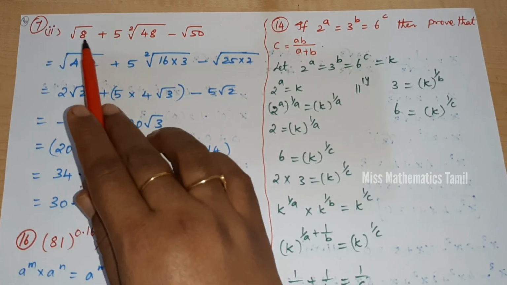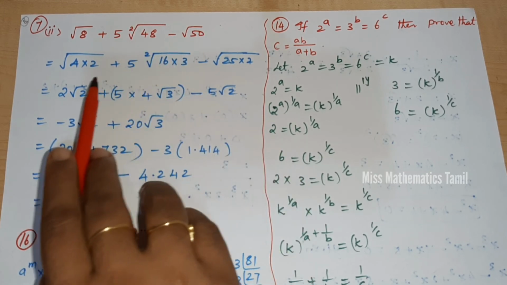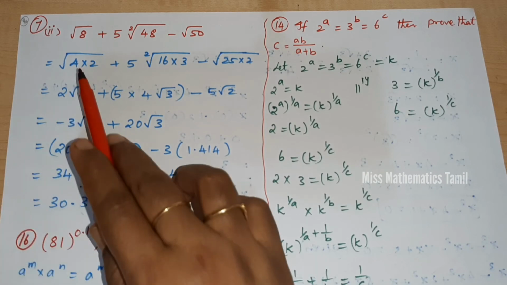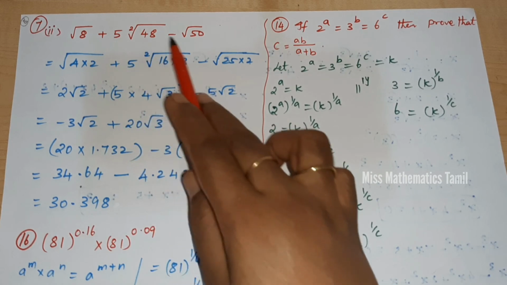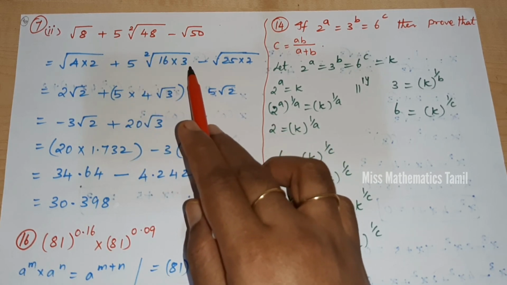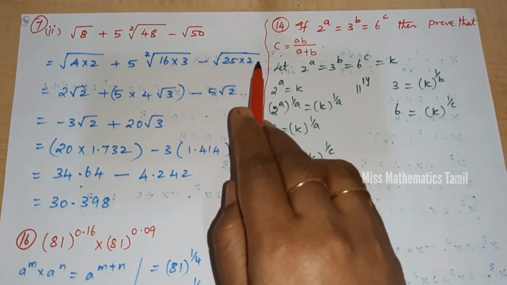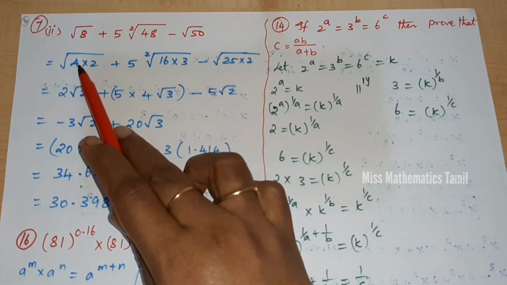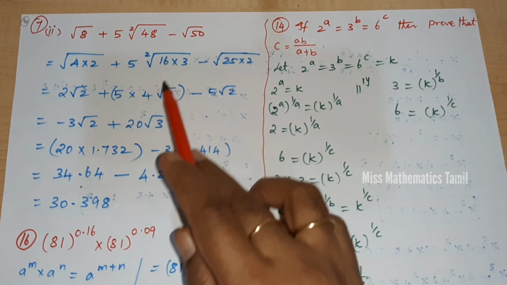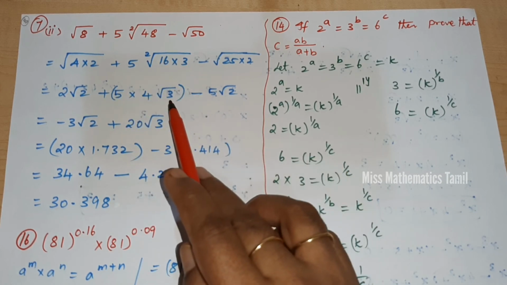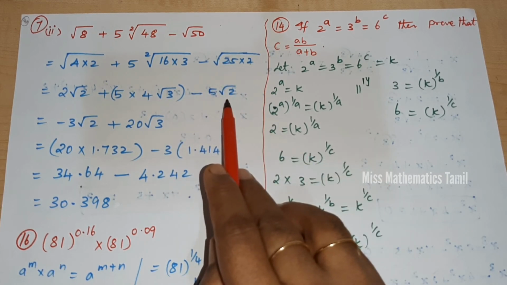Seventh question, root 8 plus 5 root of 48 minus root 50. We have to find the answer for this. Okay, I am splitting 8 as 4 into 2. Here 5 into 48, I am splitting as 16 into 3. Minus root 50, I am writing 25 into 2. Okay, what is the answer for this? Root 4 is 2, so 2 root 2. Here 5 into root 16, 4, root 3 is there. Minus root 25, 5, root 2 is there. Right?